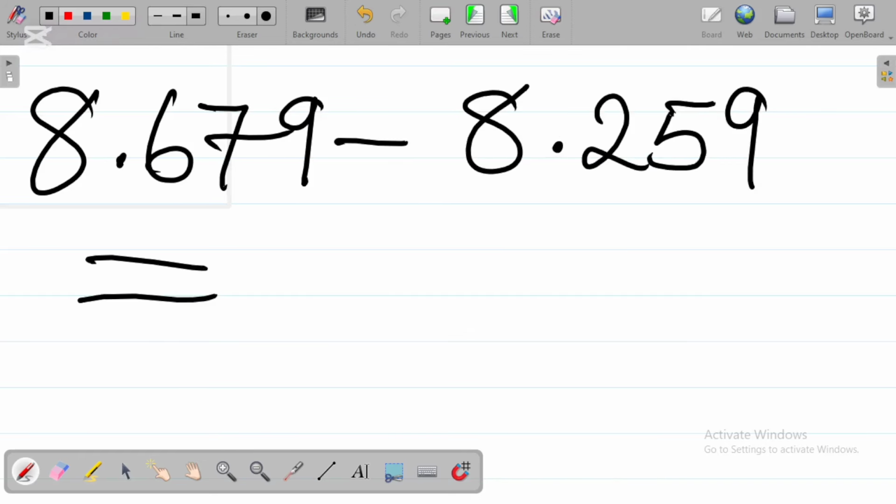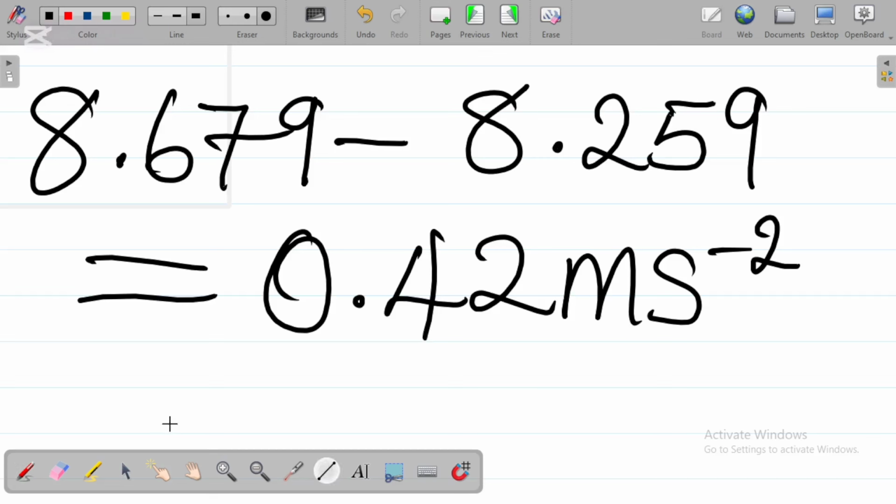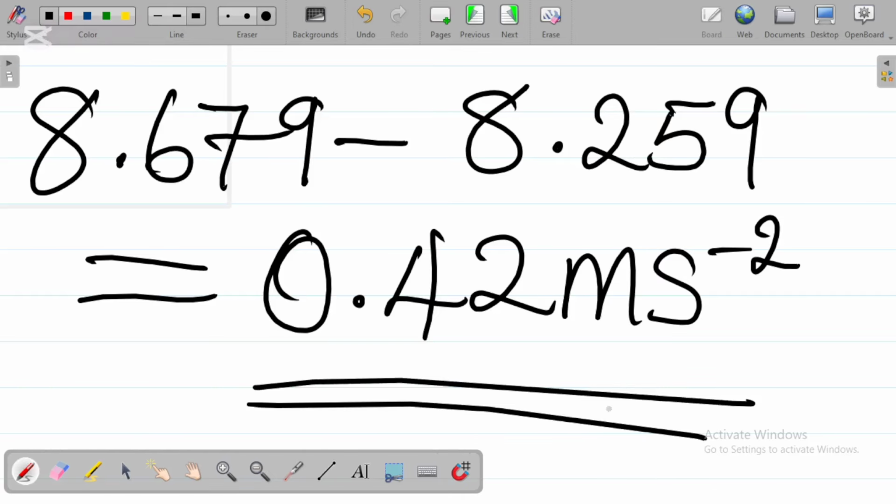So the difference is, can you punch your calculator? 8.679 minus 8.259. So our answer becomes 0.42 measured in meter per second square. So this is our final answer. The difference in acceleration due to gravity is 0.42 meter per second square.